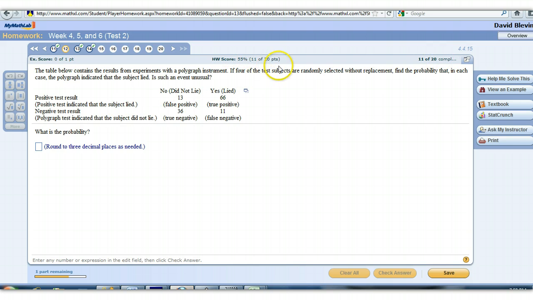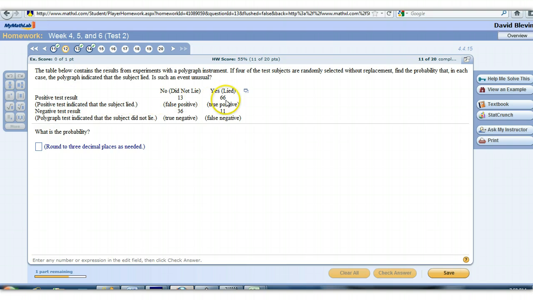So we're going to randomly select 4 of these people, these total, and without replacement, meaning after we select one, we don't put them back in. And we want to find the probability that in each case the polygraph indicated the subject lied. Okay, the polygraph indicated that the subject lied, not that the subject lied. Alright, look down here. The polygraph test indicated the subject lied. The polygraph test indicated the subject did not lie. We want the polygraph indicated the subject lied.